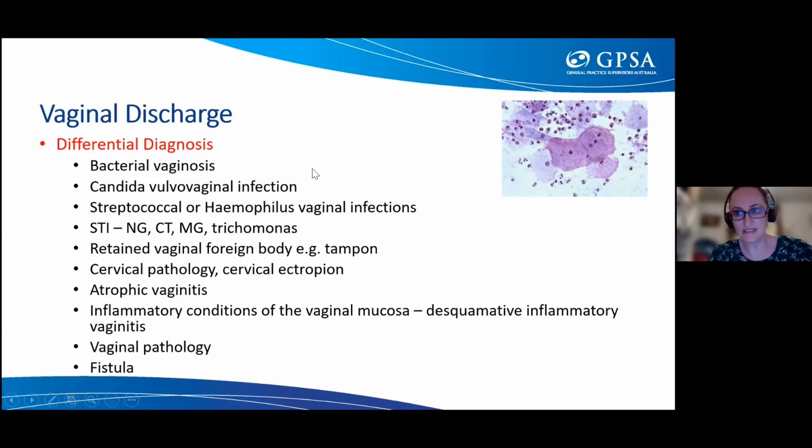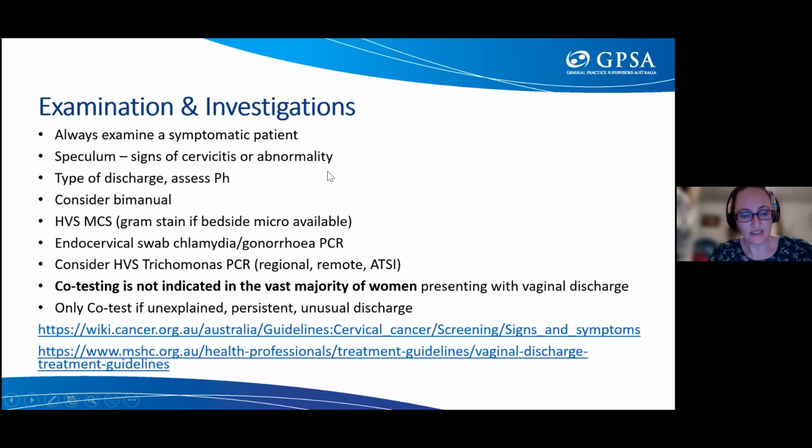There's a nice differential list there for vaginal discharge. Always examine. Spend some time with your registrars making sure they are well and truly aware of the indications for cervical co-testing. There's been a bit of an overuse of the co-test in the first few years of the cervical screening renewal. There's a really lovely guideline, updated since the initial release of the cervical screening guidelines, about when to do the co-test and what constitutes signs and symptoms for co-testing. And again, from Melbourne Sexual Health, a really lovely treatment guideline for vaginal discharge.